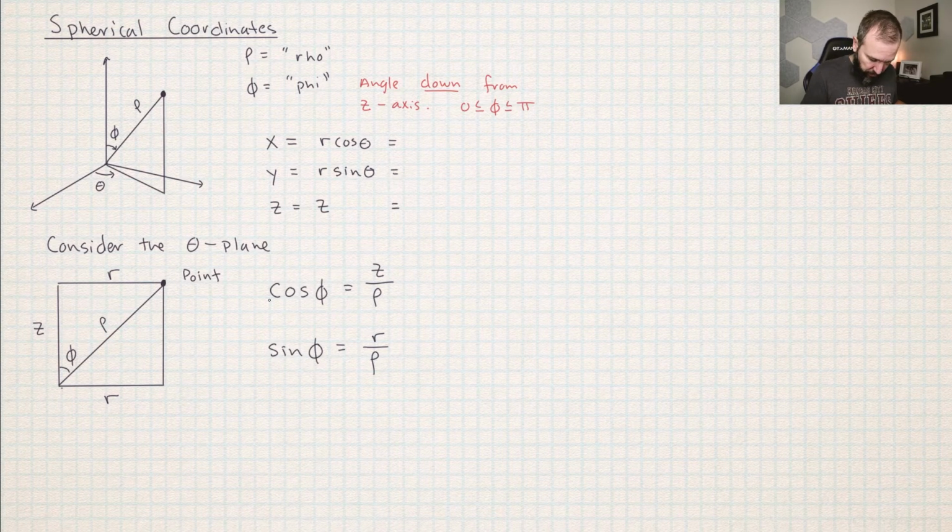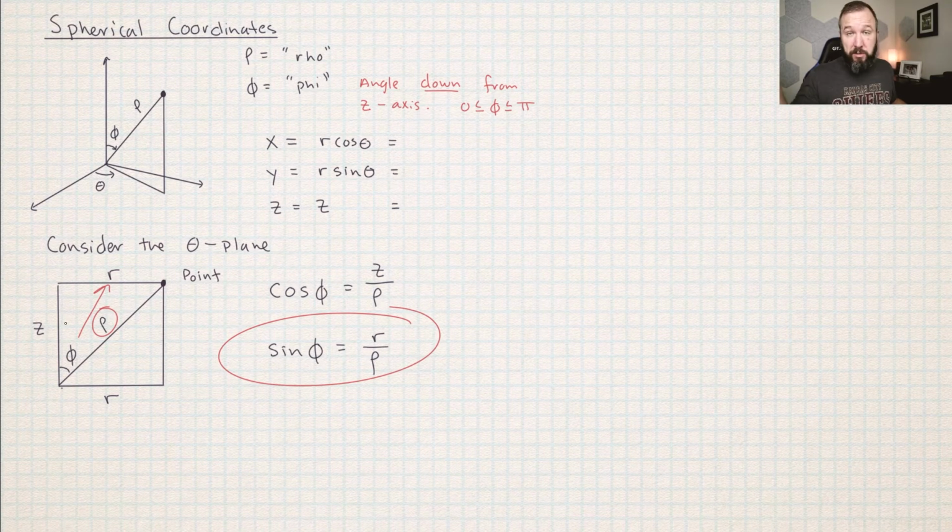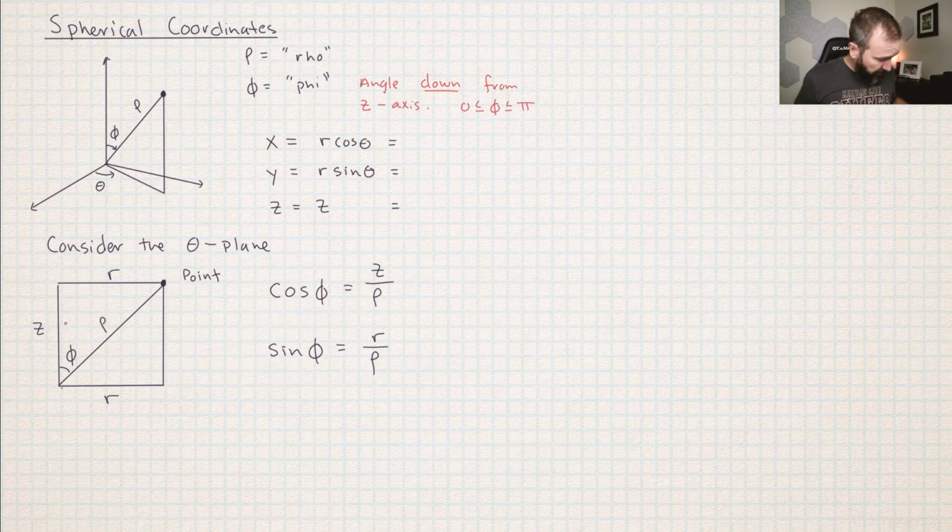So did I do this right? Okay, so the cosine should be adjacent over hypotenuse right there. And then likewise, sine is going to be opposite over hypotenuse right there. Okay, so that's it. We're done. We have successfully changed coordinates. So you can see actually if I multiply both sides of this equation by rho, I'm going to have z equals rho cosine phi. So I'll just put that, z equals rho cosine phi.